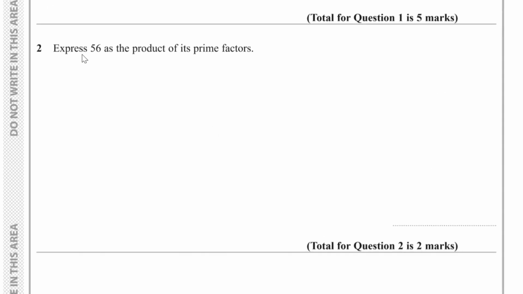Question 2, we have to express 56 as the product of its prime factors. So we have 56 over here, and then we need to find two numbers which multiply to give 56. Well, we have 2 and 28. The 2 we can't split up any further, it's a prime number. However, the 28 we can split up into 2 and 14.